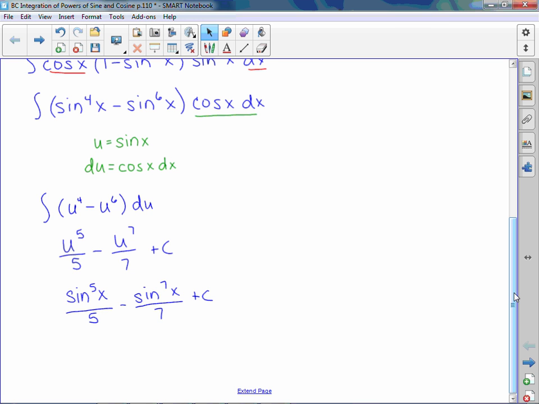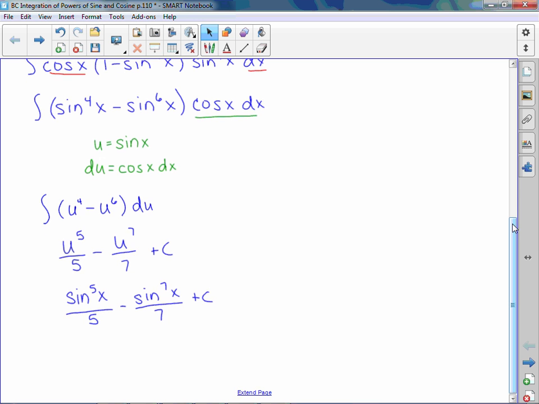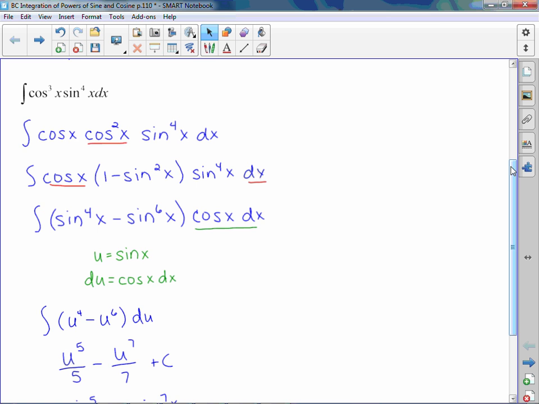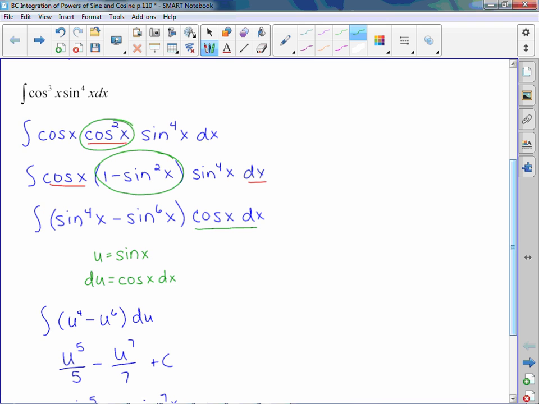Remember, you want to see both the sine and the cosine in the problem. So if you're missing one, then what you'll want to do is be sure to turn it, just like I did up here, changing a pair of them into 1 minus sine squared or 1 minus cosine squared. I hope this helps.